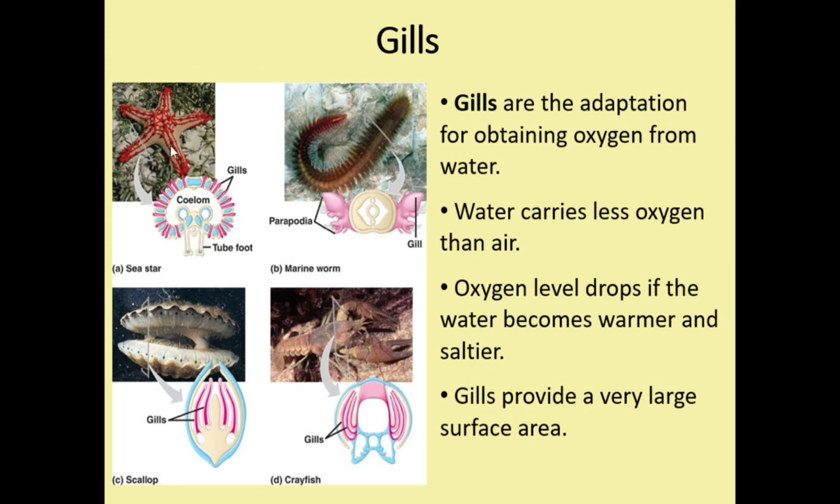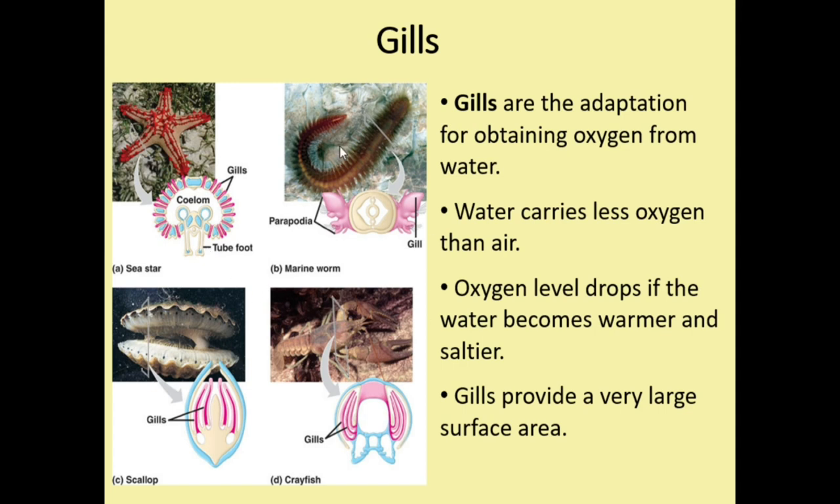So top left-hand side here, we can see a sea star from the phylum Echinodermata. And when you look at a cross-section through one of the arms of the sea star, you can see the gills here in pink, and they are actually interspersed within the actual tissue of the animal. Okay, so you can see those there. You can see the tubular feet of the sea star underneath.